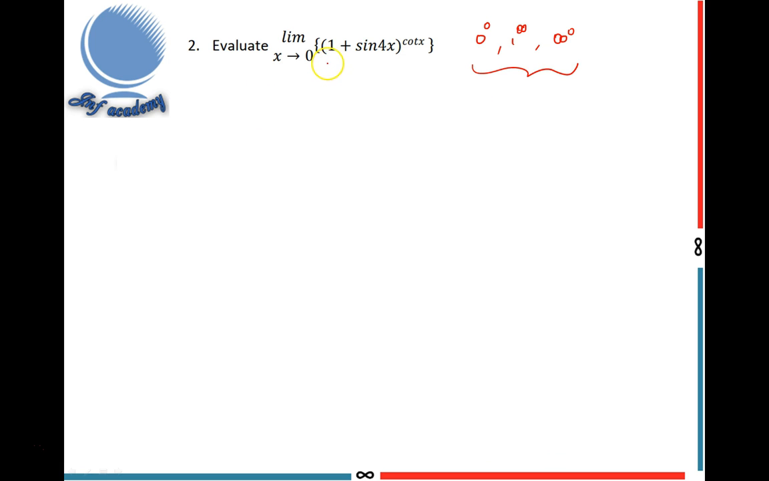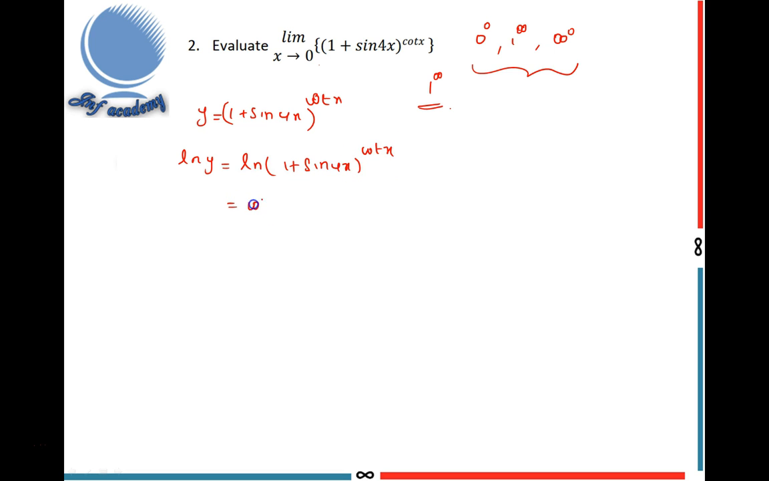So first I substitute the limit value: 1 plus sine 0 is 0, cot 0 is infinity. I got 1 power infinity. So I took the limit function as y: 1 plus sine 4x whole power cot x. The next step is I take log on both sides. Log y equal to log of (1 plus sine 4x) whole power cot x.